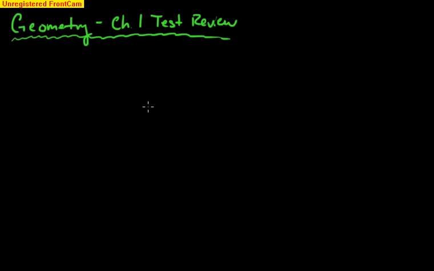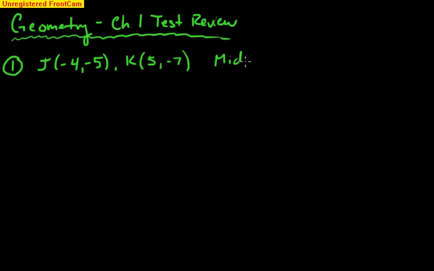So the first one, we'll start off with this one. Problem number 1. We have 2 points. J is at -4, -5, and K is at 5, -7. What I'd like you to do is find M, the midpoint, of segment JK.